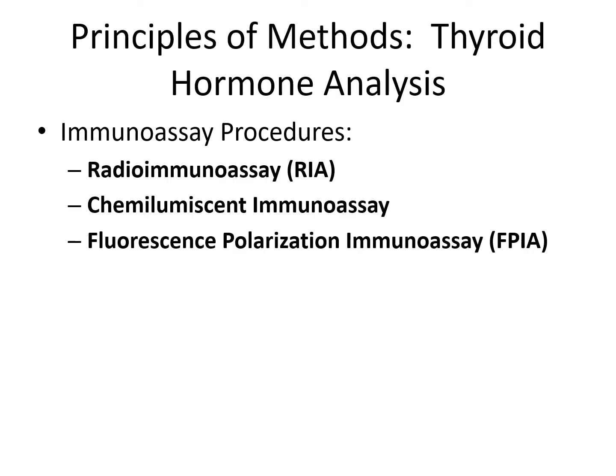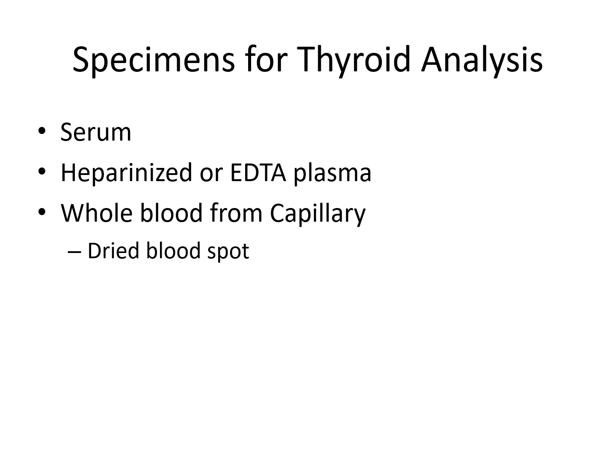Right, so how do we measure the hormones? It's possible to do RIA, we already talked about this, chemiluminescent assay, or FPIA, fluorescence polarization immunoassay. The most common methods would be chemiluminescence assay and radioimmunoassay. For the specimen, we can use serum or plasma. If it's plasma, we can utilize heparin or EDTA, and we can also utilize whole blood depending on the procedure.